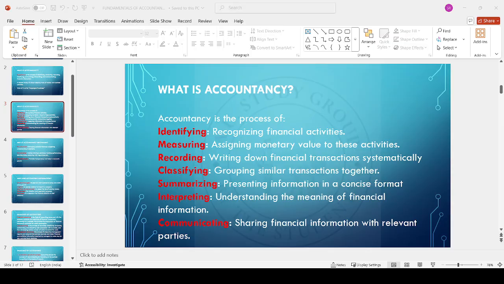Okay, in simple terms, accountancy basically helps businesses know how much money they have, where it's coming from, and where it's going. It's essential for making good decisions and understanding the financial health of the organization. In simpler terms, it's about keeping track of money and business activities.